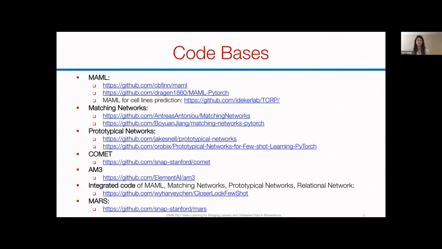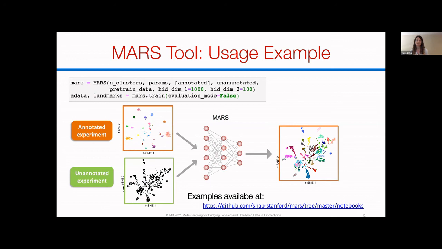And here we show simple usage examples of the open world cell type annotation tool MARS. You can simply create an instance of the MARS class, and as parameters, you can provide a list of previously annotated experiments, your unannotated experiment, and the expected number of classes. Then you train the model, and at the output you will get the landmarks, embeddings and annotations in the AnnData object, which is the standard Scanpy format for Python. The format is very similar to a pandas data frame. And the examples and notebook usage are available at this GitHub link, which leads you through every step.